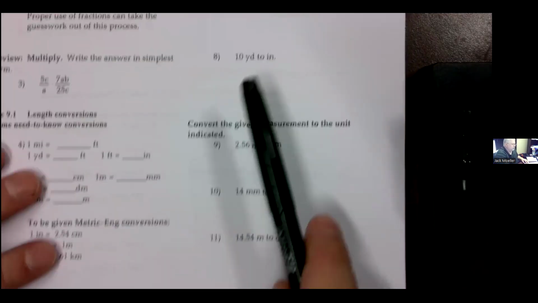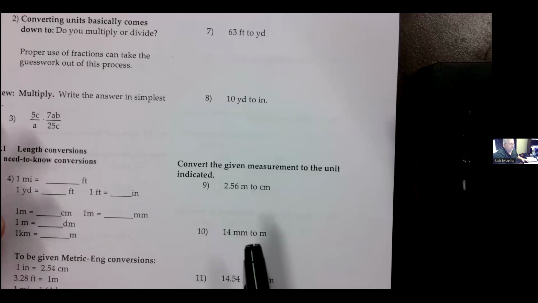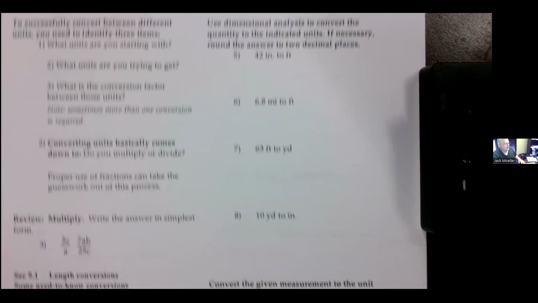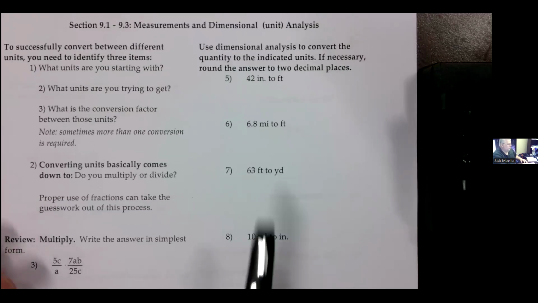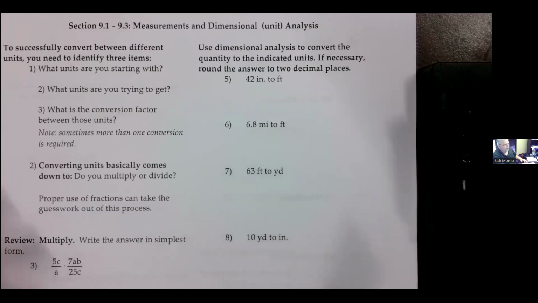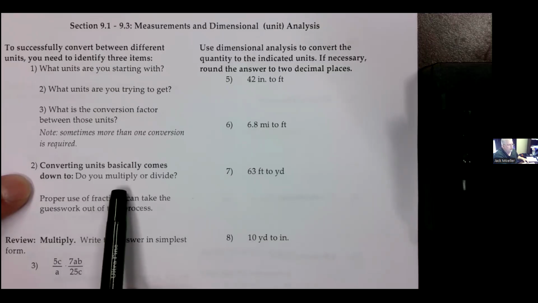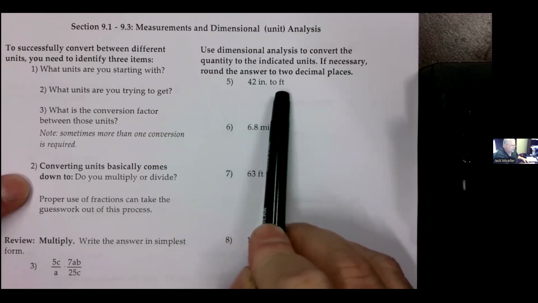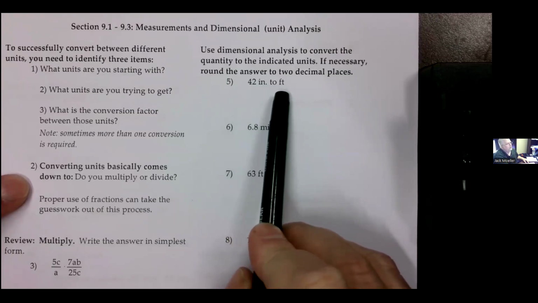So these are all either English to English or English to metric or metric to metric. We're also going to do English to metric. But that's the core idea in 9.1: we're starting with one unit and we're converting to another. Now, big picture, when you're converting a unit, you're basically either multiplying or dividing. Like when we're going from inches to feet, we know there are 12 inches in a foot. So are you multiplying by 12 or are you dividing by 12?